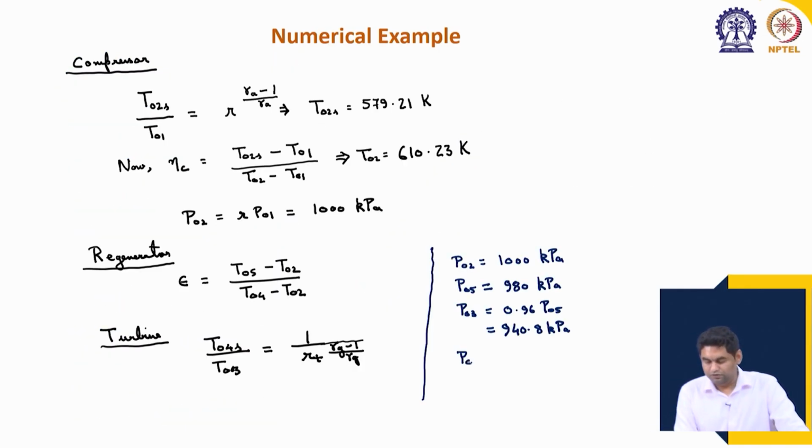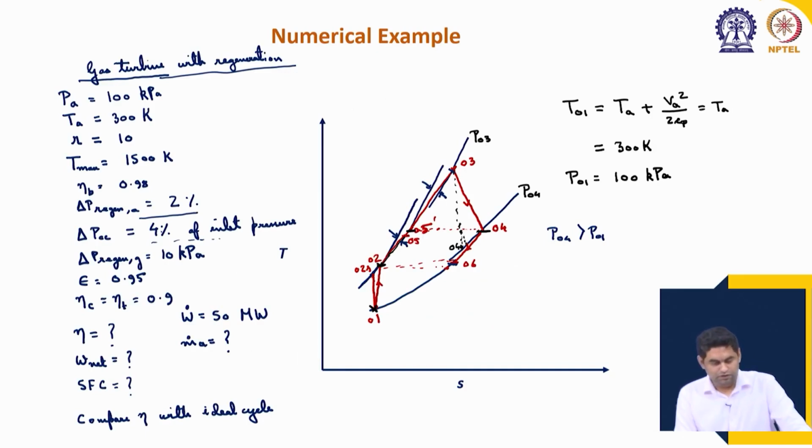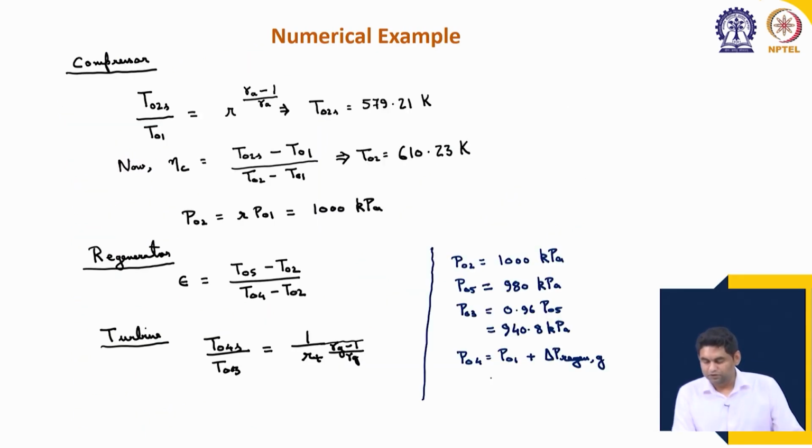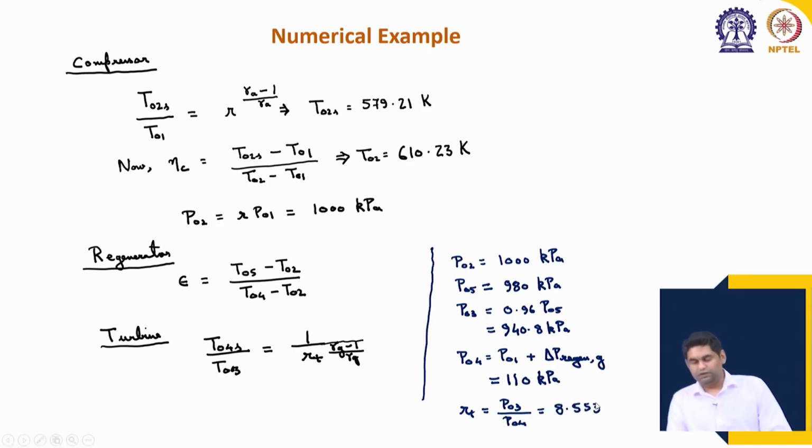So, P04 is equal to P01 plus delta P of region G, in this case the gas side, what we have used. This is equal to 110 kPa, 100 plus 10. Now, we get the pressure ratio across the turbine, RT, which is equal to P03 by P04. You can see now that a significant reduction in the pressure ratio has occurred. Instead of 10, this is equal to 8.553. So, this is the pressure ratio across the turbine.